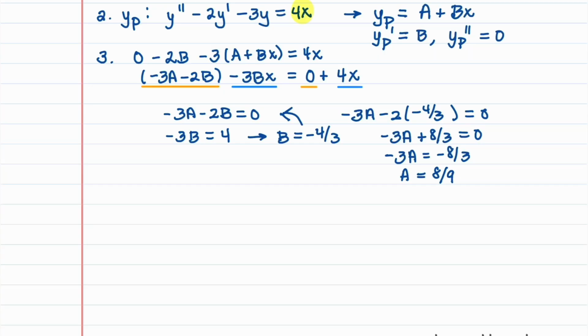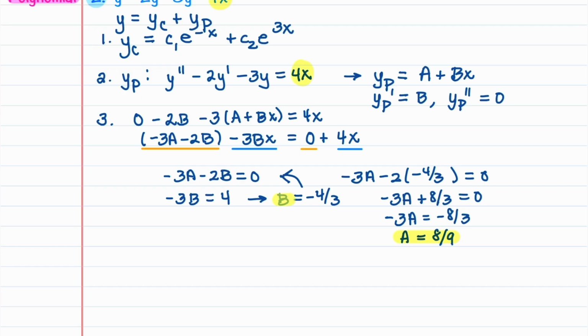I think the hardest part in this method is the algebra. If you're going to make a mistake, that's probably where you're going to make it. When I was making this video, I did an algebra mistake and I had to re-record it. And now let's highlight that b is minus 4/3.